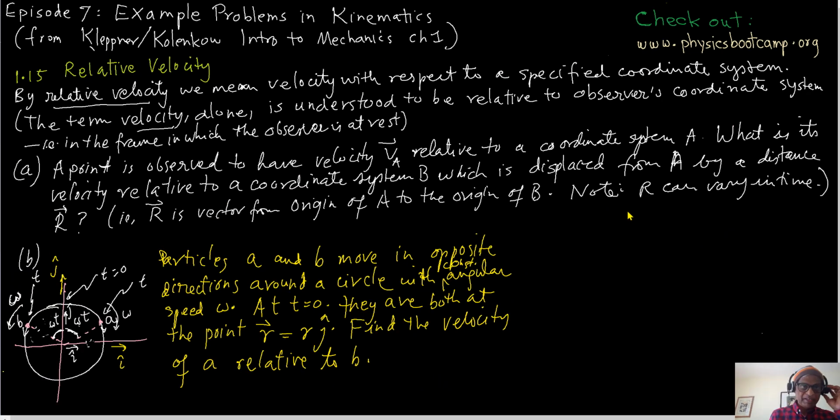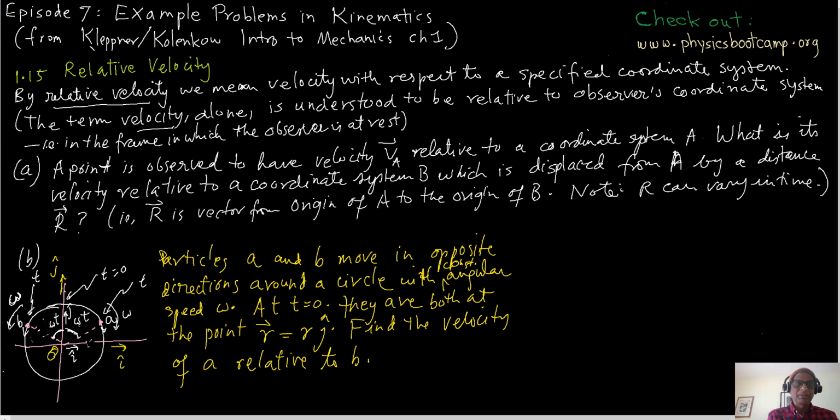Welcome to a problem in relative velocity. This problem and the next problem make use of the relative velocity concept. This problem kind of defines what relative velocity means. Relative velocity means the velocity with respect to a specified coordinate system. So in this picture, for instance, both A and B are moving, but I want to know the velocity of A with respect to B, not with respect to, say, point O or the origin, but with respect to this object.